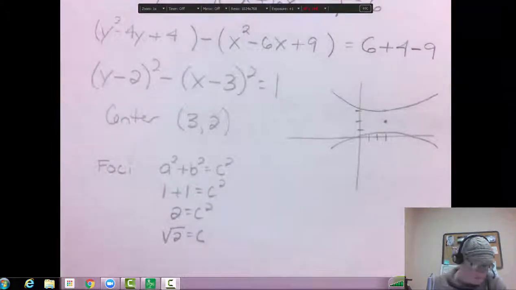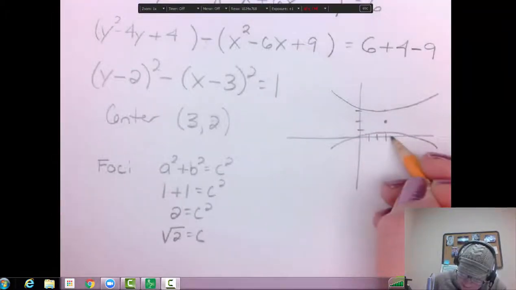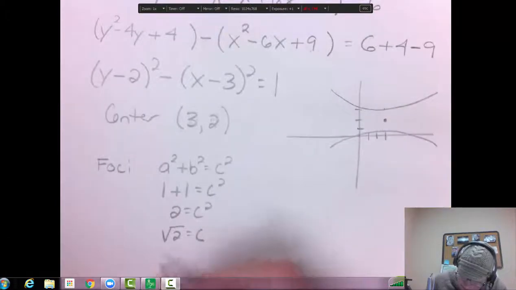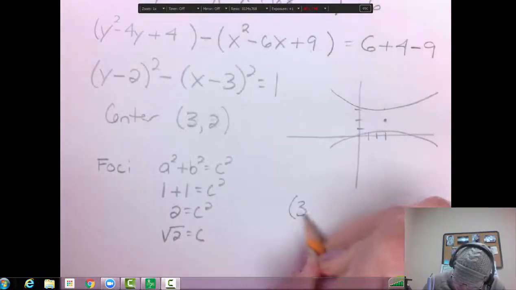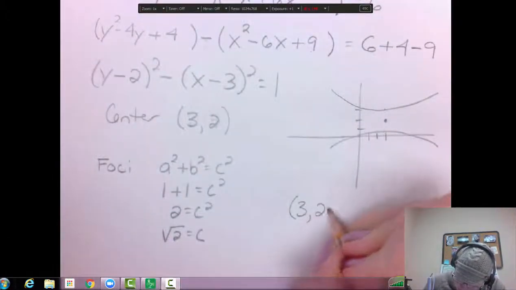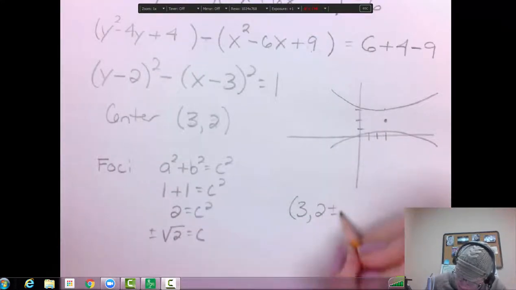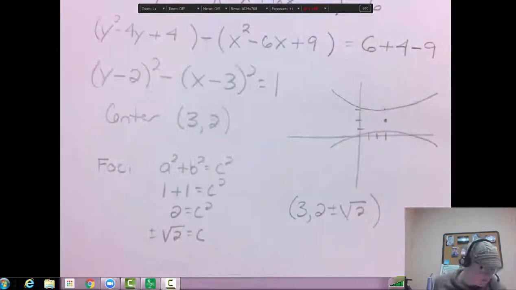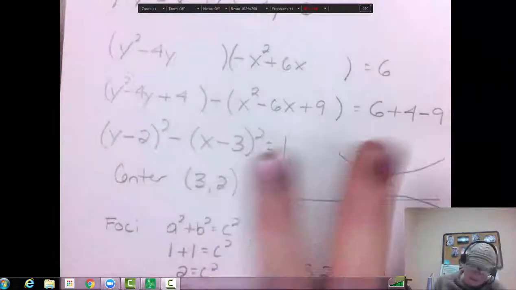And our focus would be at 3, because it's going to be in that same line with the center, and then the y value is 2 plus or minus, oops, which I forgot plus or minus on that, square root 2. Right. I can't remember if they'd ask you anything else about the hyperbola. They may. Anyway, that's kind of the idea. I think they might ask just what shape that is.